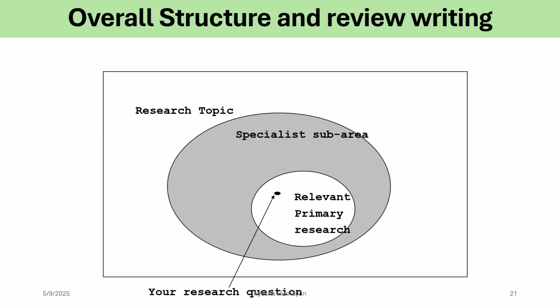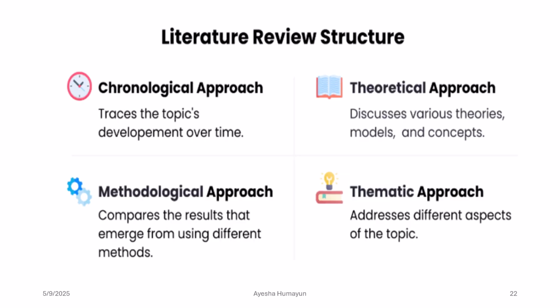And if we look at the overall structure of a literature review, when you write the literature review section in your thesis or as part of your manuscript, we start with the research topic, we go to the specialist sub-area, then relevant primary research, and then our research question. So it goes like that, an inverted funnel kind of way of writing. There are different structuring approaches to a literature review. When you write a literature review of 1.5 pages, 2 pages, or maybe in a thesis 8, 10 pages, you can use different approaches or a mixture of 2 or more approaches.